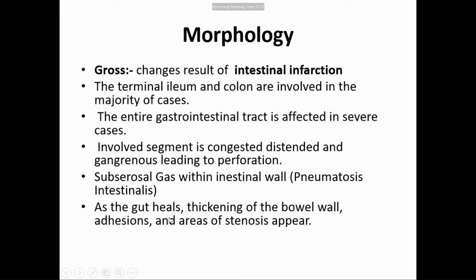And as the gut heals, there will be stenosis. Of course, there are complications, we'll talk. So you should remember this gas in the intestinal wall, pneumatosis intestinalis. Of course, ischemic necrosis of segments of the intestine or the whole intestine is there. There will be inflammation, congestion, and gas in the wall of the gut.